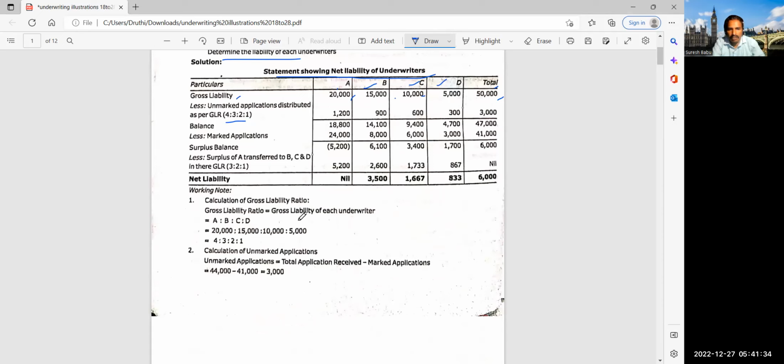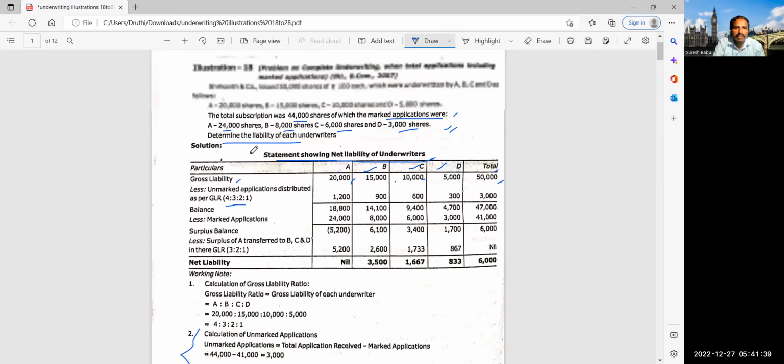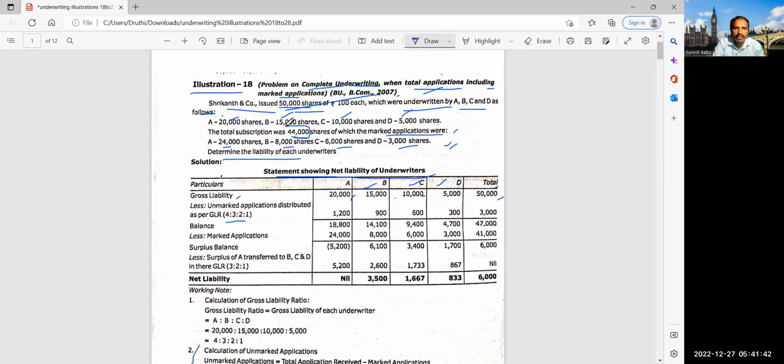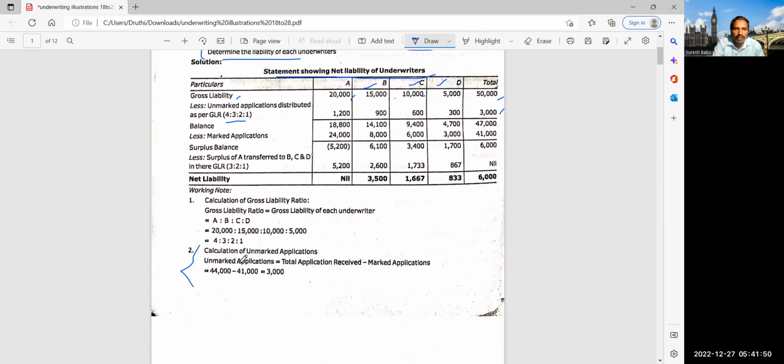Now you need to calculate what? Unmarked applications, simple. Total applications received, how many? 44,000, right? Total marked applications 41,000. Difference is 3,000. 3,000 distribute as 4 by 10, 3 by 10, 2 by 10, 1 by 10: 1,200, 900, 600, 300. Now you get the balance: 18,800, 14,100, 9,400, 4,700, total 47,000.